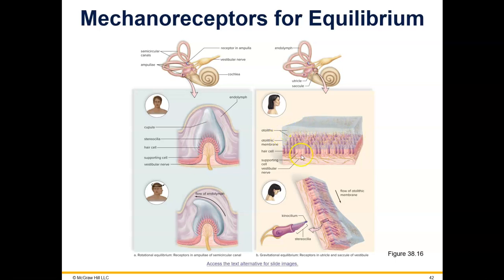And gravitational equilibrium is detected, still, with this gelatinous material within the otolithic membrane. This is within the utricle and the saccule, here and here. Movements like this lady nodding her head forward, that type of movement, is for gravitational equilibrium. That type of movement is going to bend the stereocilia of the hair cells, which will transmit those impulses to the vestibular nerve.